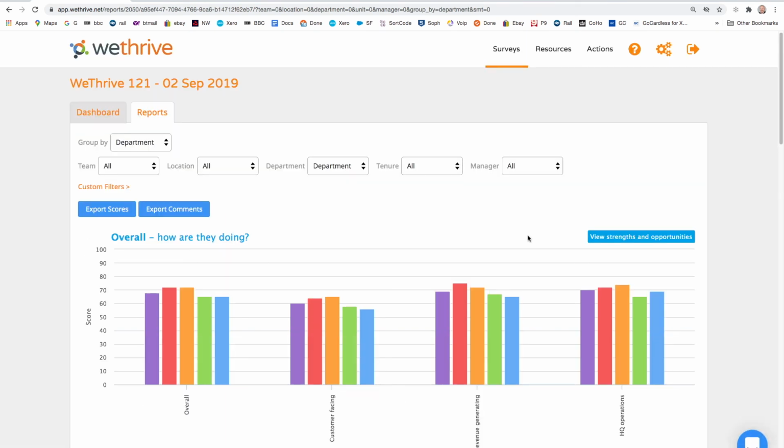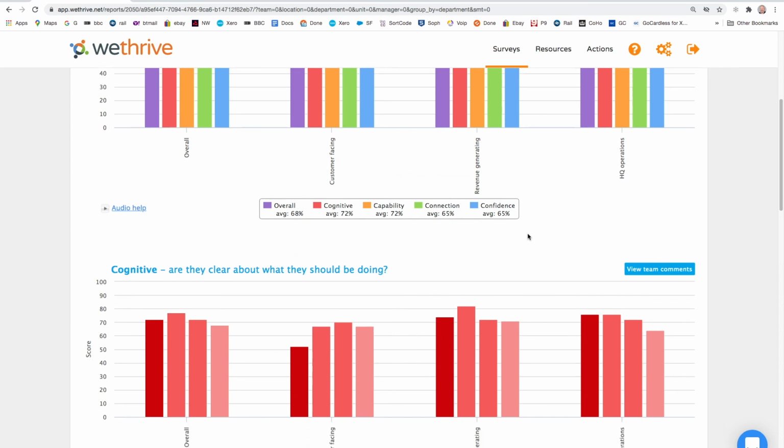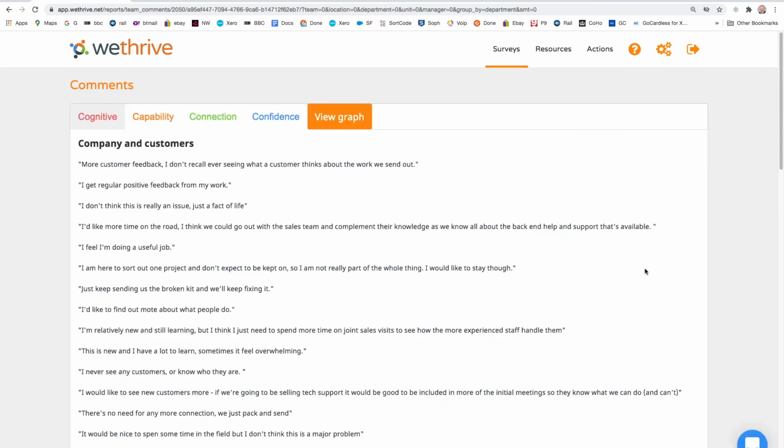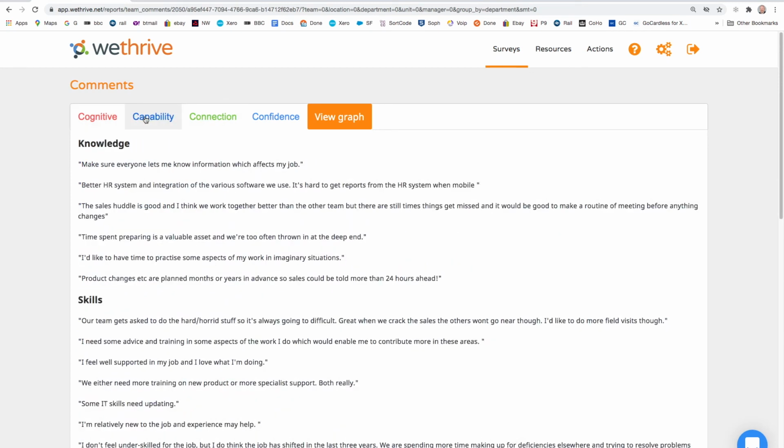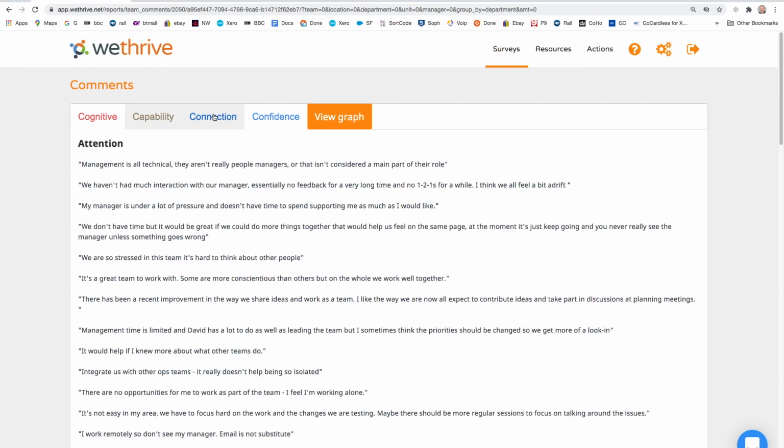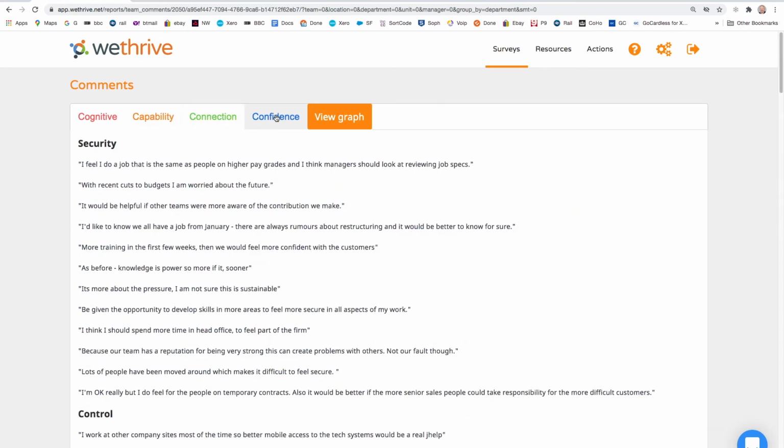Going back to the reports graph, you also have the team comments available. Now, these are the comments made on the second page of survey questions, where employees are asked for free text feedback on how their lowest scoring areas could be improved. You may not have lots of comments in this section. That's because employees don't provide comments for every area, only the lowest scoring ones. The comments are separated into 4 tabs for each area of the model, and they are completely anonymous.